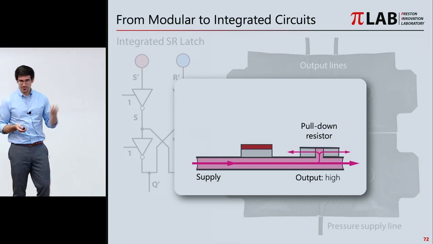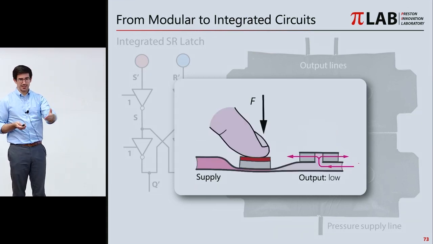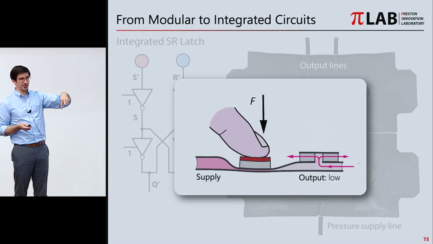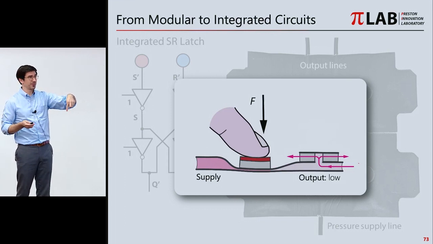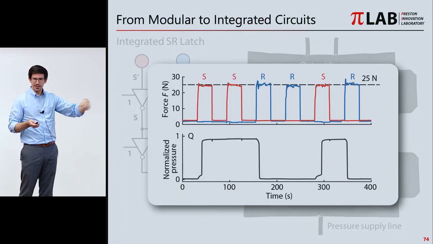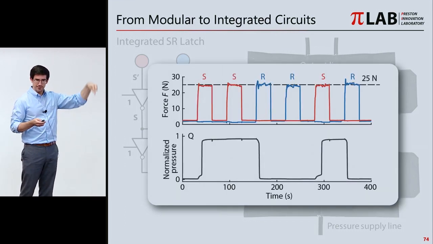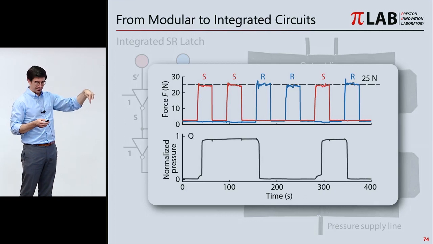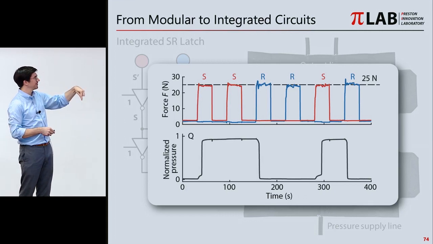In brief, if you're not pushing on it, we can pass pressurized air through, and we get a high output. If you do push on it, you pinch the channel just like the quake valve in this case, and the output goes to a low value by way of this pull-down resistor. The behavior here shows that if the force applied by the human user's finger, which was measured by a force-sensitive resistor behind the device, goes high on the set side, we get a high output pressure, and it'll stay there until the user pushes the reset button with their finger, where we'll drop down this output pressure.